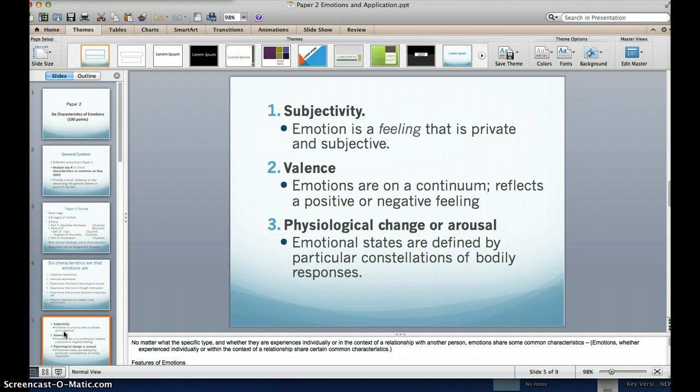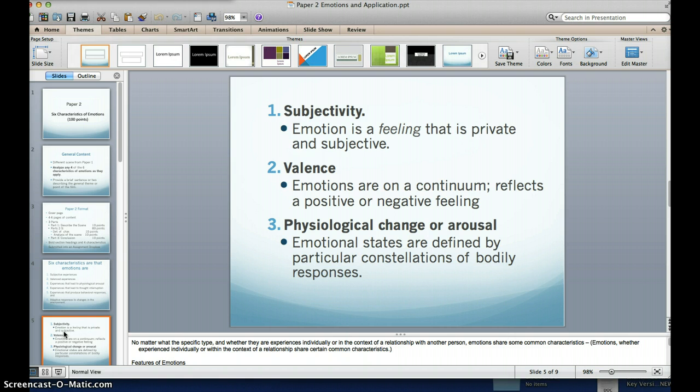The second characteristic is valence. Valence means that emotions are on a continuum and refers to whether the emotion reflects a positive or a negative feeling. If you are experiencing or expressing a positive emotion like joy, then that would be positive valence. And anger would be an example of negative valence.